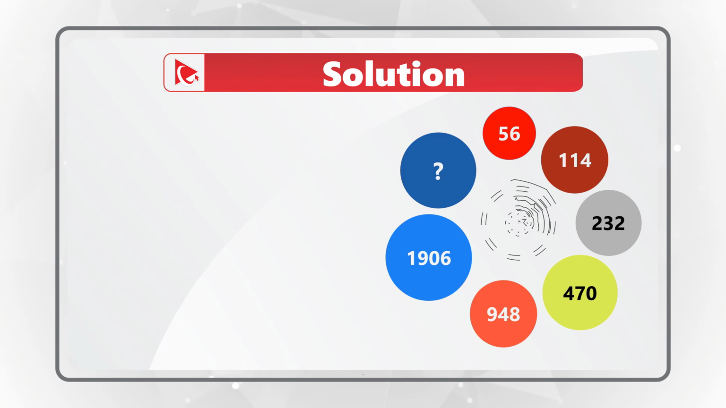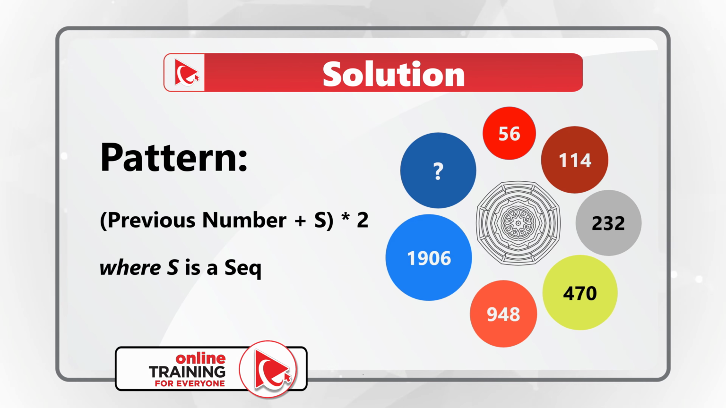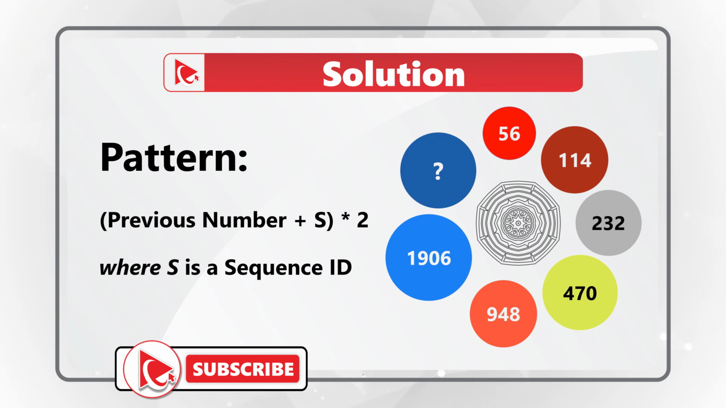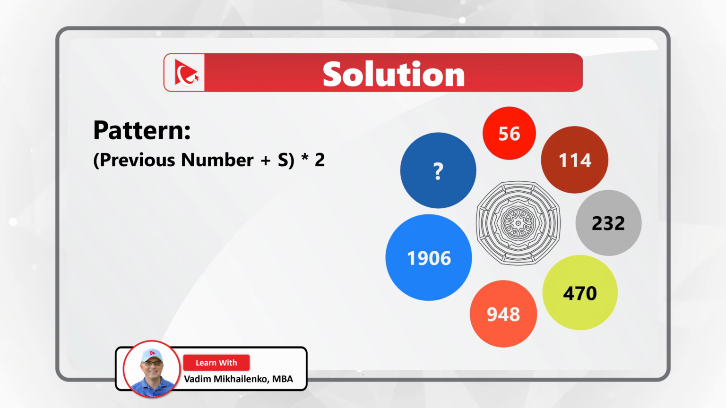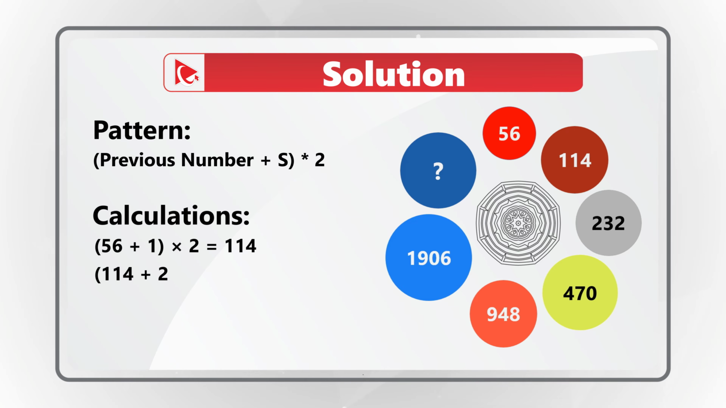The pattern here is previous number plus the sequence number multiplied by 2. And you have to add previous number to the sequence before doing multiplication. So let's look at the simple calculations. The first number in the sequence is number 56. If we add 1 to 56, which is the sequence number, then multiplied by 2, 57 multiplied by 2 is 114. Let's do the same thing to number 114.